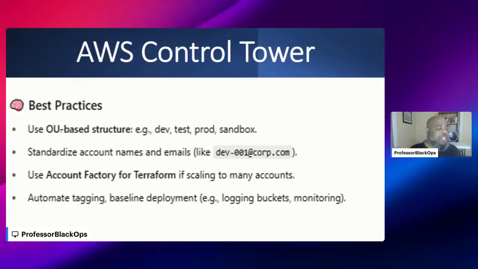Once again, best practices, once again, an OU-based structure. We looked at some of those OUs: Dev, Test, Prod, and Sandbox. Standardized account names with emails. Dev 01 group, so what does that look like? Use Account Factory for Terraform for scaling many accounts. Once again, I would use the AWS version of this.